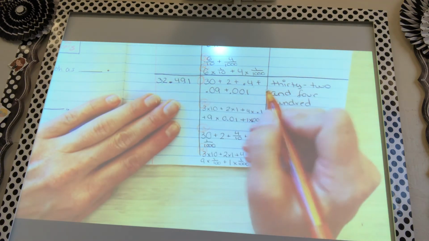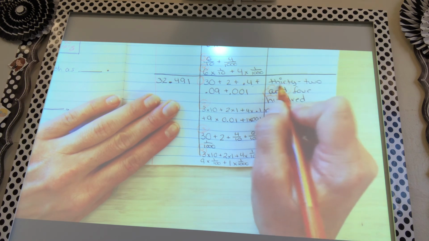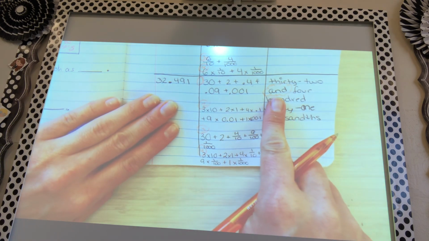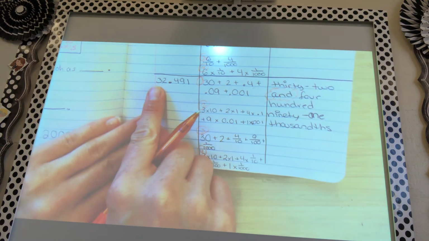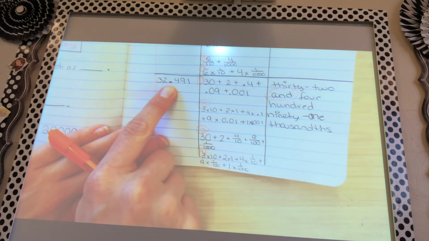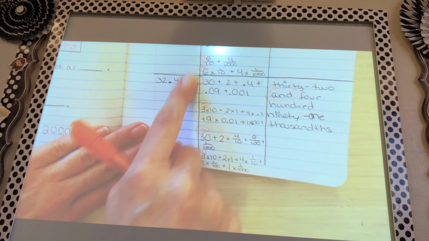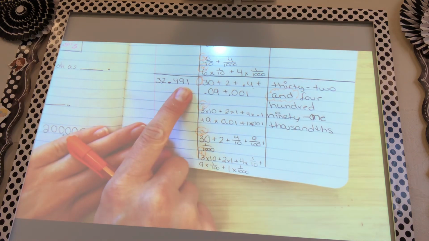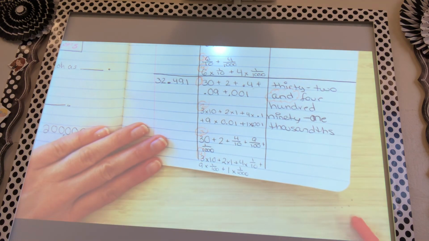And remember, whenever you write it out in word form, you always put and as your decimal. And you read it as 32 and 491 thousandths. You always say the place value that you ended. And that's it.